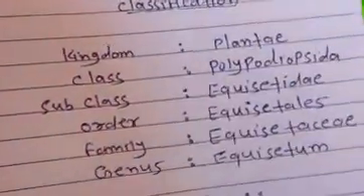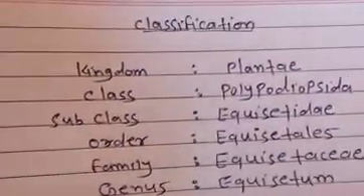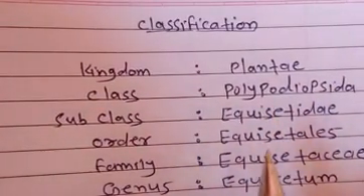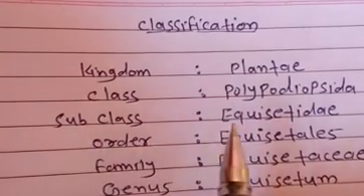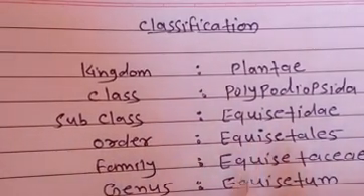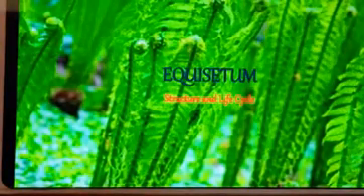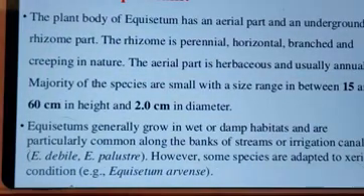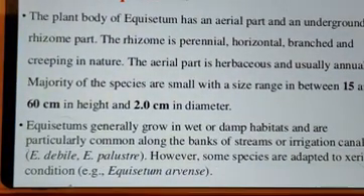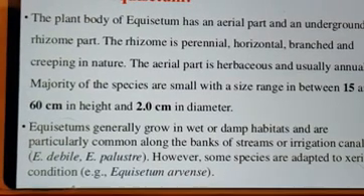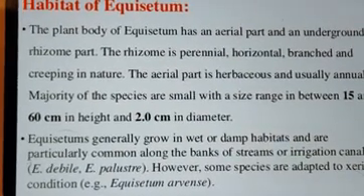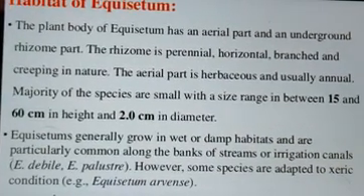So first of all, I would like to explain the classification: the kingdom Plantae, class Polypsida, subclass Equisetidae, order Equisetales, family Equisetaceae, and genus Equisetum. Equisetum is also called the living fossil, because only one genus is remaining on the earth, and this is the habitat of Equisetum.